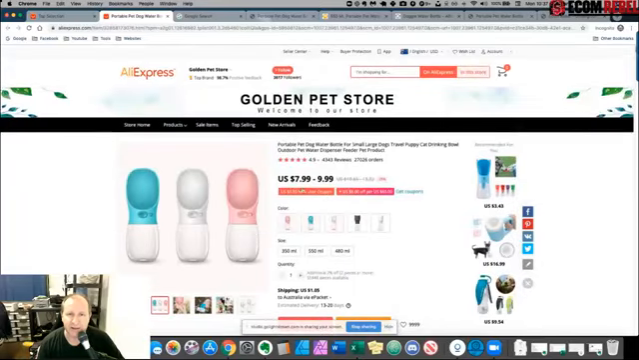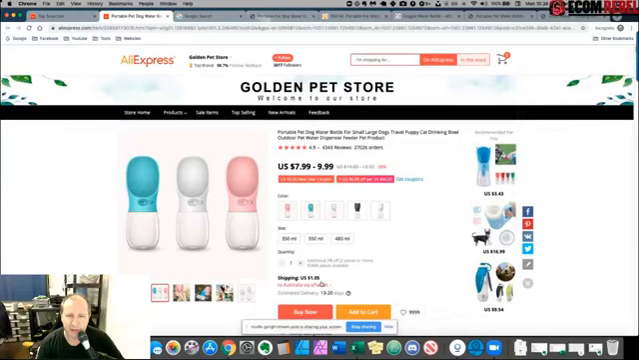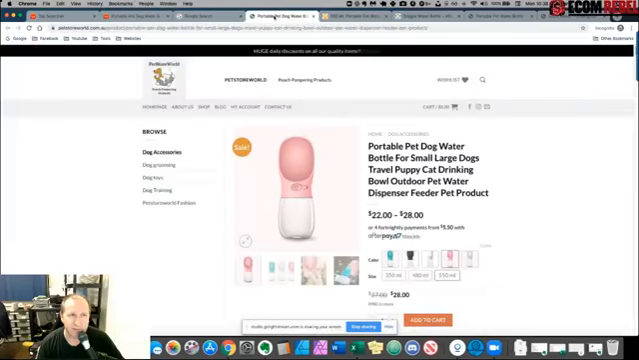So we got $8 to $10. That's how much the cost price is. And then with ePacket, you're looking at about $1. So this could be like an $11 product delivered. So let's have a look what this website is selling for. Now this is in Aussie dollars.